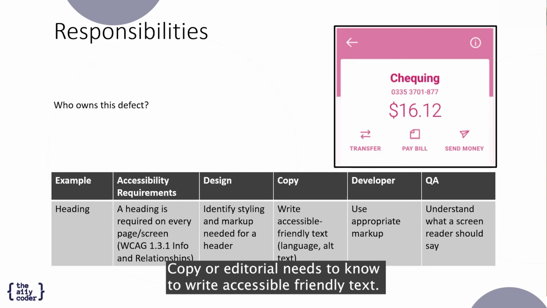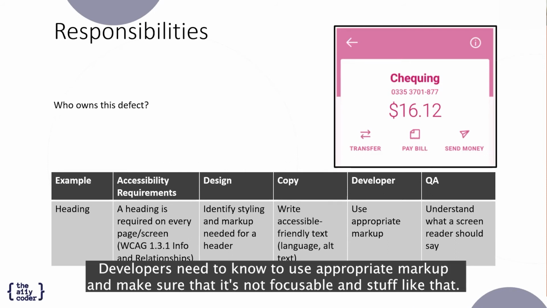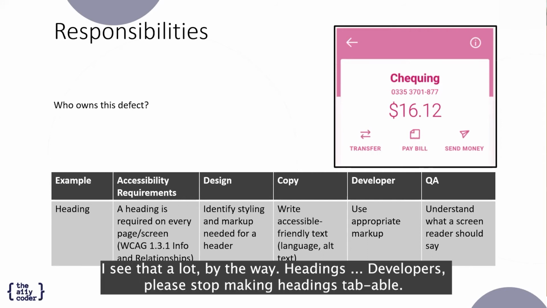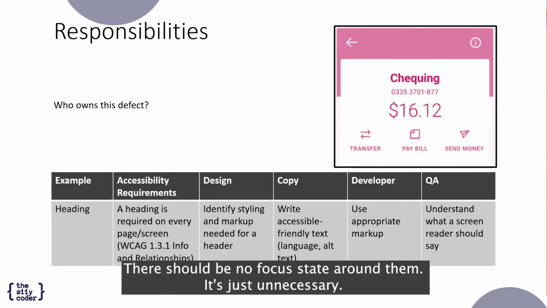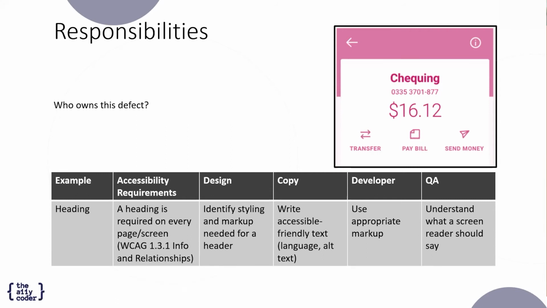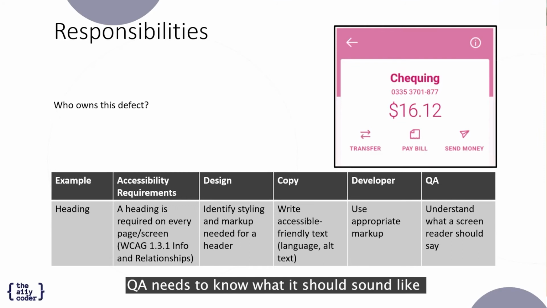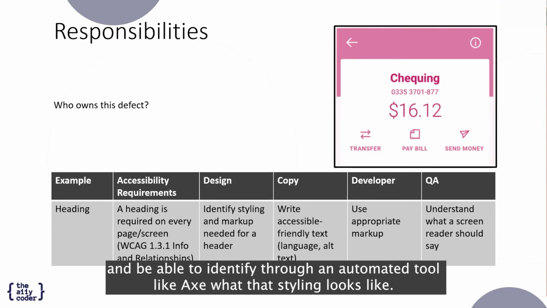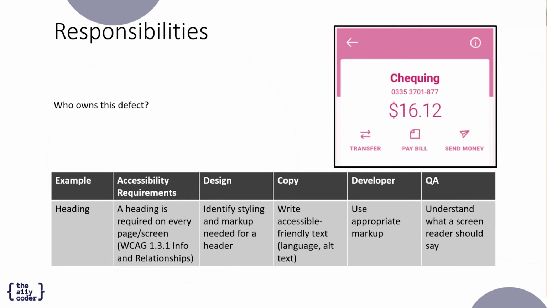Copy or editorial needs to know to write accessible, friendly text. Developers need to know to use appropriate markup and make sure that it's not focusable and stuff like that. I see that a lot, by the way. Headings, developers, please stop making headings tabbable. Like, there should be no focus state around them. It's just unnecessary unless it's a link or something like that. And QA needs to know what it should sound like and be able to identify through an automated tool like Axe what that styling looks like.